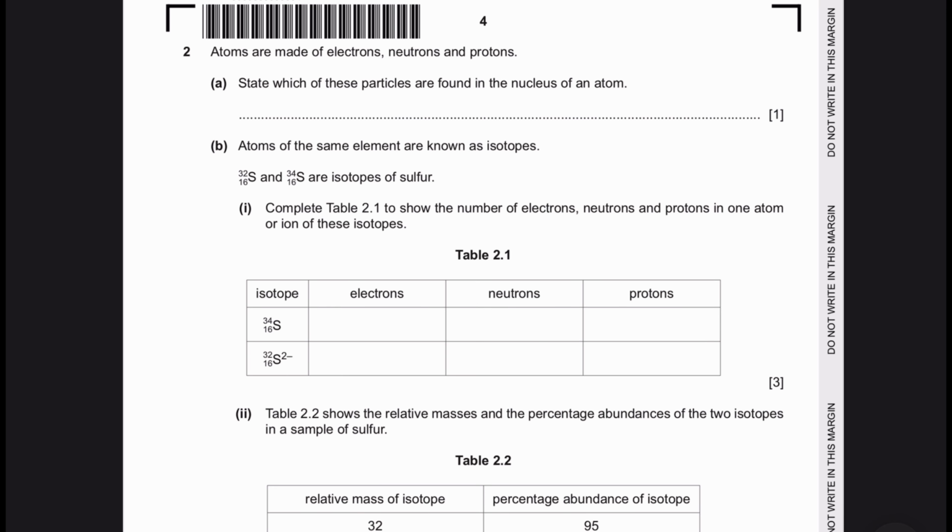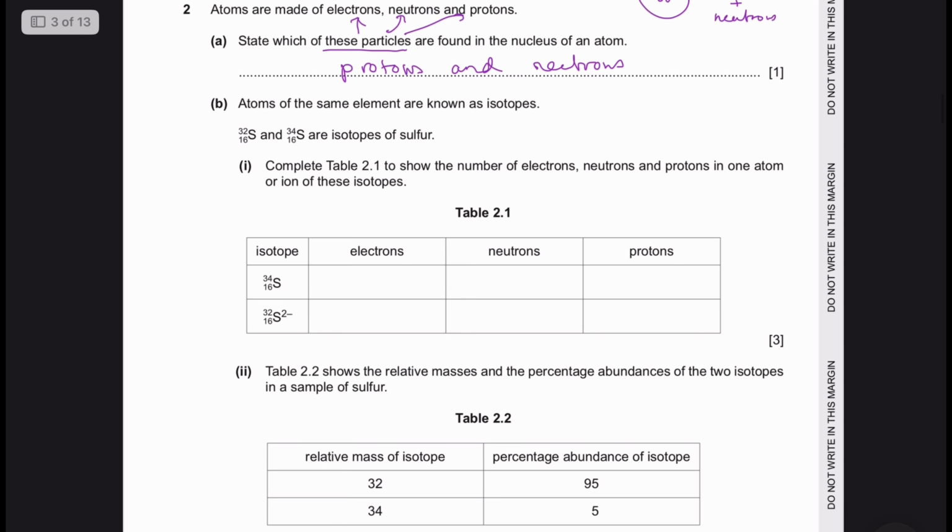So state which of these particles are found in the nucleus of the atom. So we've got protons and neutrons and electrons not in the nucleus, so we have to write both to get the mark here: protons and neutrons.